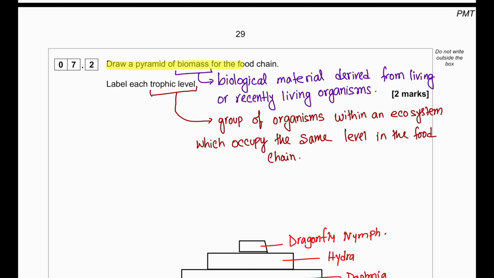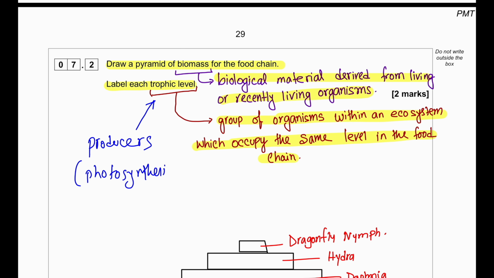Draw a pyramid of biomass for the food chain. Biological material derived from living organisms or recently living organisms is defined as biomass. So any biological material, for example food, will be biomass. Then we will have to label the trophic level. So what is a trophic level? It's a group of organisms within an ecosystem that occupy the same level in the food chain. For example, all producers are organisms that do photosynthesis, so they belong in the same trophic level of producers.